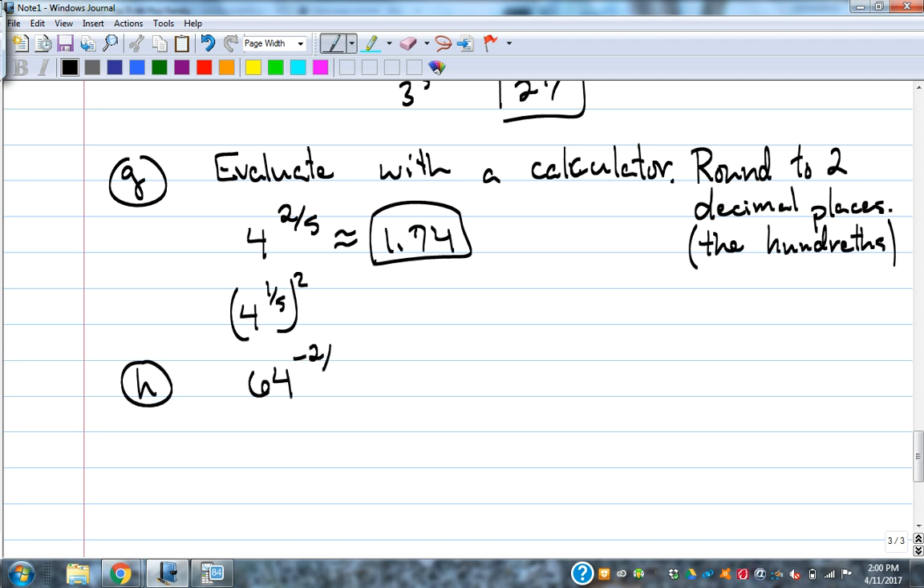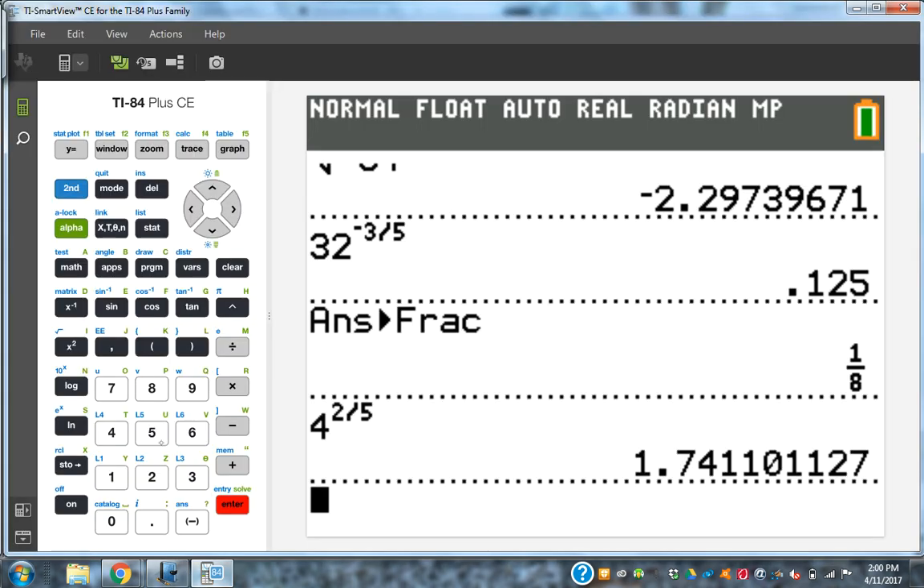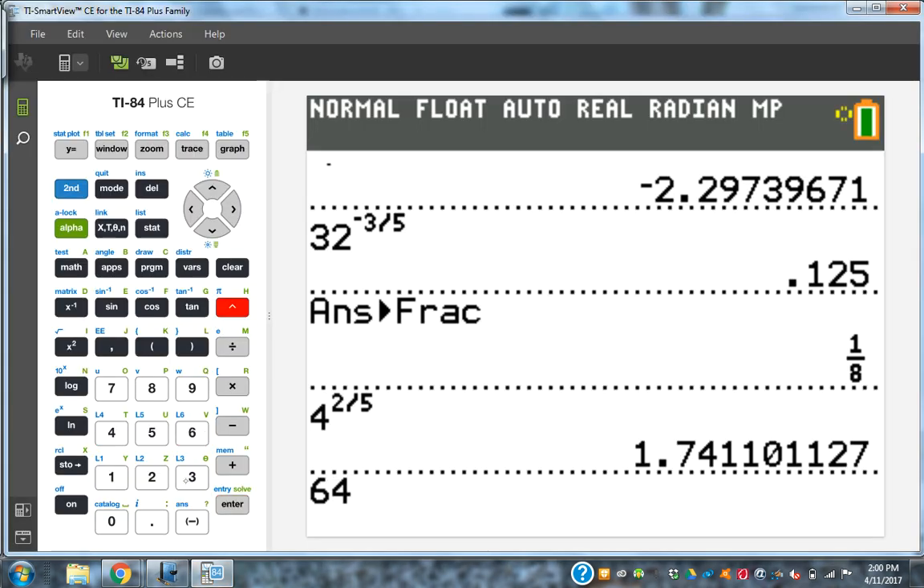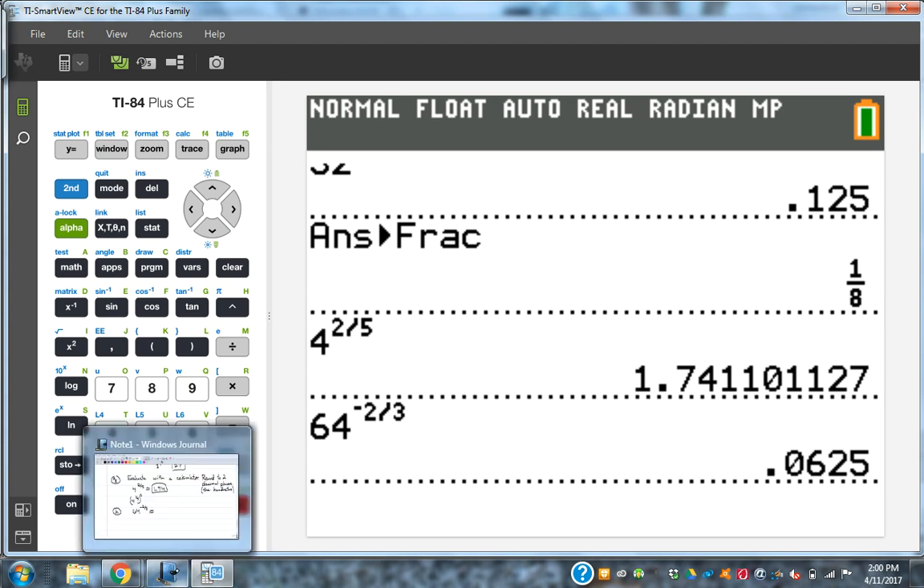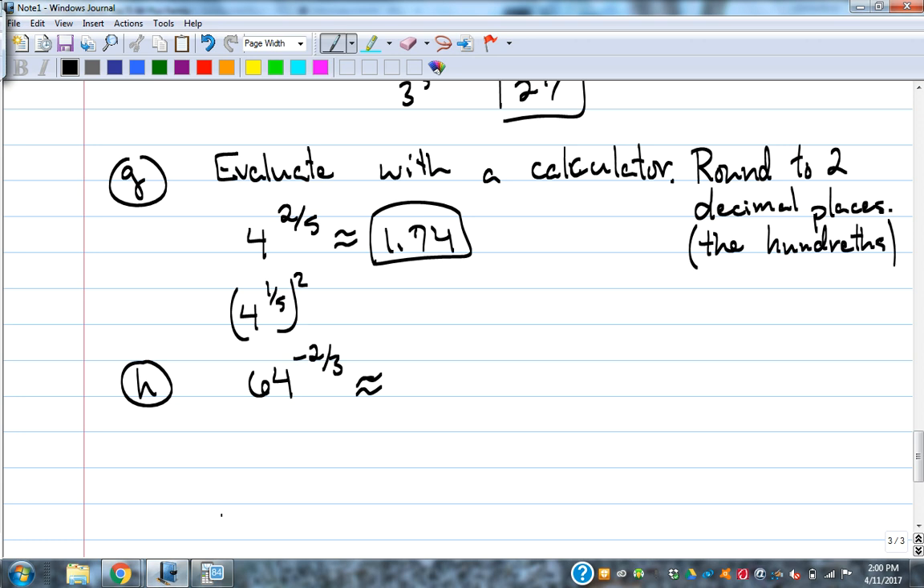64 to the negative 2/3. And we're going to get a decimal approximation for that. So just go to your calculator and straight plug in 64 raised to the negative 2/3. Go 2 decimal places. So what's this round to? 0.06.